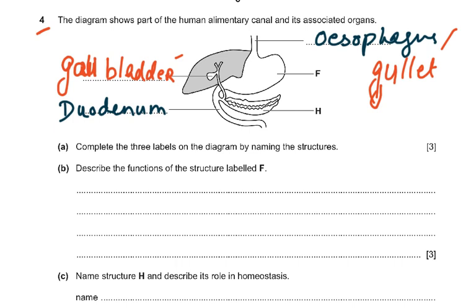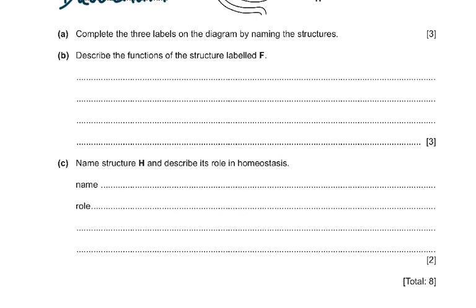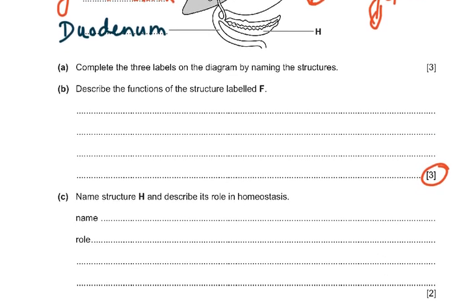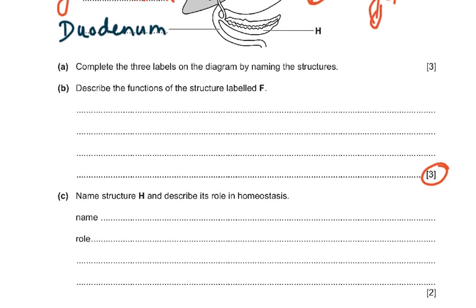Now it says describe the functions of the structure labeled F. As you all know, the structure labeled F is the stomach, but there is no mark for that. But you have to give me the function of the structure labeled F. So this is for the B part of this, and that's only for 3 marks. And then it names structure H and describe its role in homeostasis. H is the pancreas, F is the stomach. So that is a pretty simple question, and I'm sure you all could figure it out.